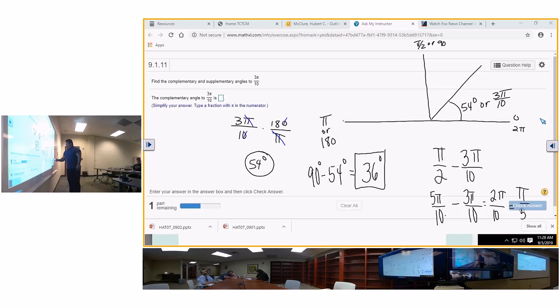Pi over 5. Now, you can change 36 by multiplying by pi over 180, and you can check to see if you get the same thing as multiplying by 180 over pi. Both of those should be the same thing.